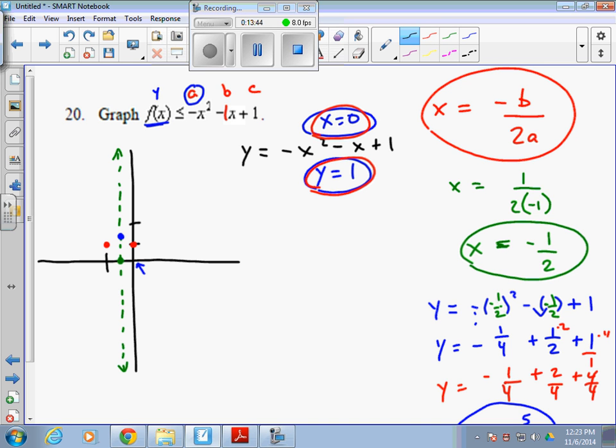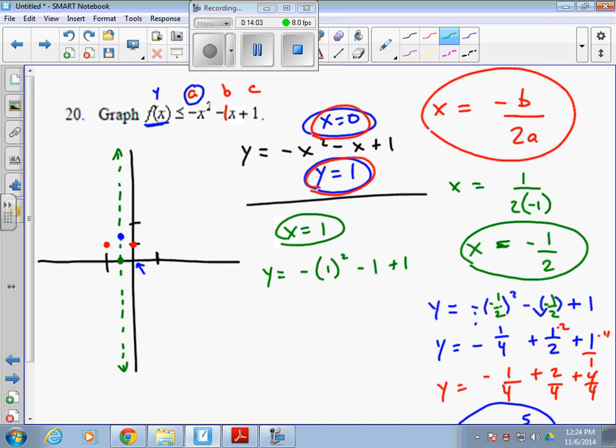It's easiest to make positive 1 your next one. We slide one more time. So we'll do that one, and we'll do it with green right here. X equals positive 1. We'll plug it back into that original equation. Y equals negative, and then plug in positive 1 squared minus 1 plus 1. Again, that's why we use 1, because it's easy to multiply. 1 squared is 1. We'll bring this one down.